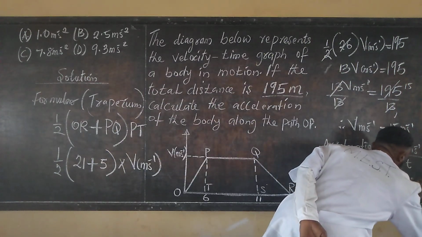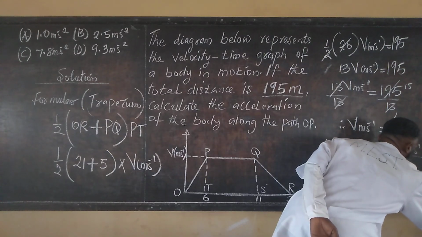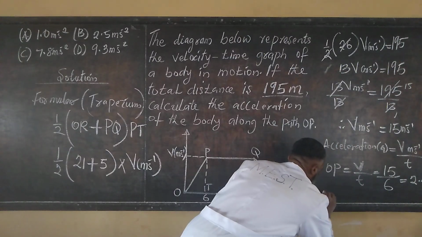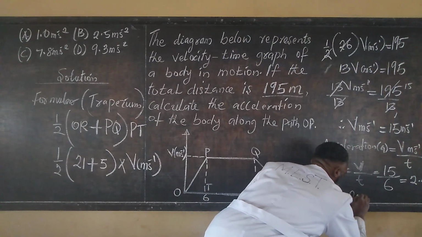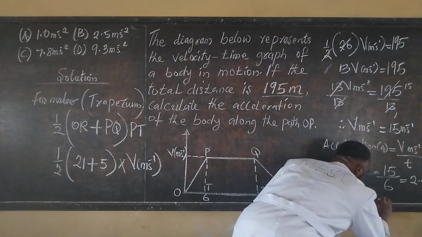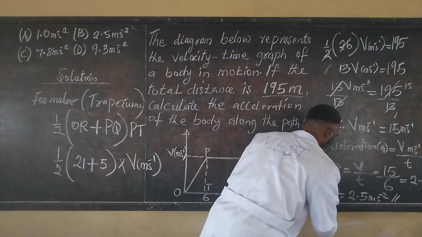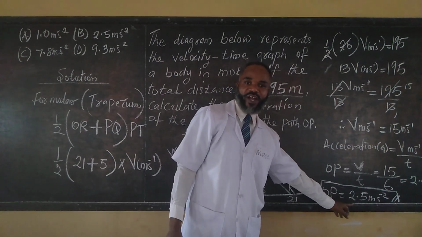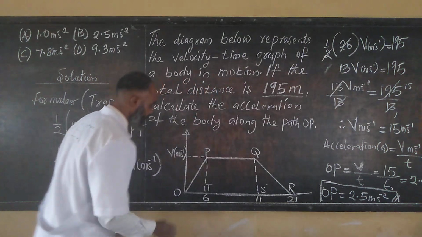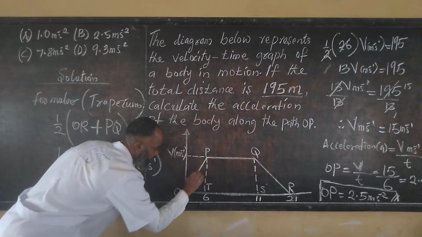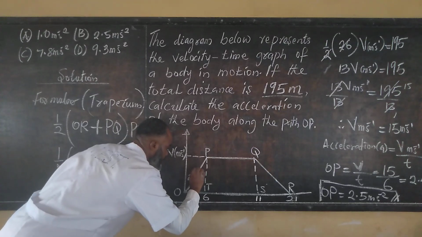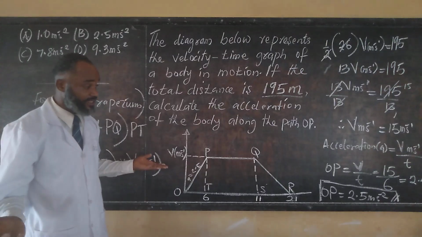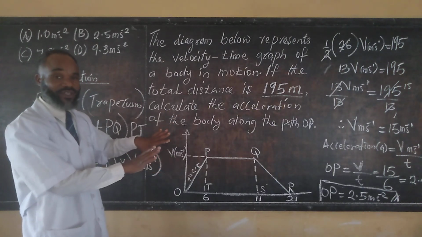And this will give us 2.5 meters per second squared. So acceleration along OP is 2.5 meters per second squared. Solved. That is it. A is equal to 2.5, all right? So that is it. We have just answered this question, and it's very simple.